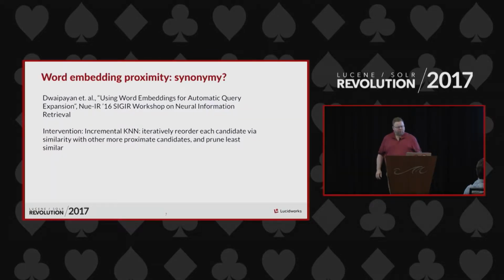This is another paper I found when I was researching for this talk, using word embeddings for automatic query expansion by Duapayan. And what they found is that using something they called incremental K-nearest neighbor, in which they would iteratively reorder a set of candidates, K, some large number, such that the ones that they retained were the ones that were most similar to other candidates, not just to the query word. And then they would prune the least similar at each one of these iterations until they went through the whole list. And that improved the likelihood of the relation actually being synonymy.